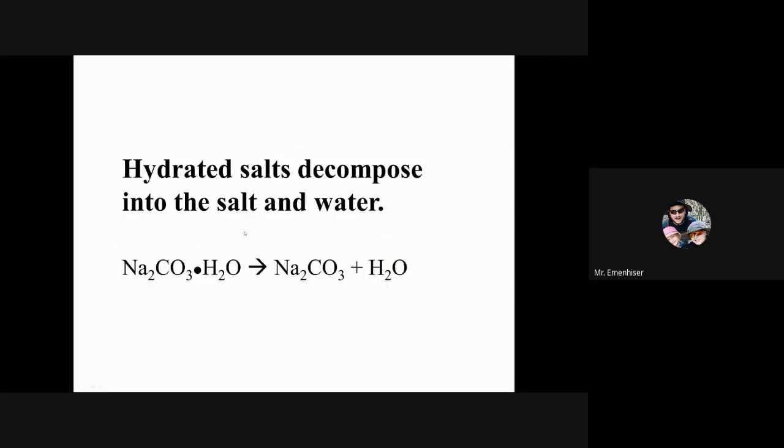Hydrated salts decompose into salt and water. So if you've got a hydrated salt, this is what we call a hydrate. It's got the dot here. That means that sodium carbonate has water molecules attached, which is why we call it a hydrate, because it's got the hydration sphere, so it's got a water molecule attached. If you heat this a little bit, it will make that water leave. And so you're going to have this plus the water. I believe I put a question about a hydrate on the test, so we'll go over that at some point. Maybe next week, maybe Friday if we have time.